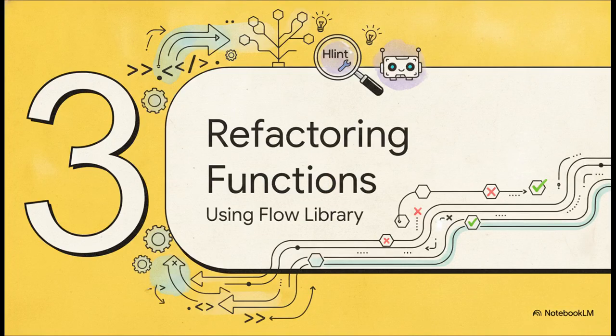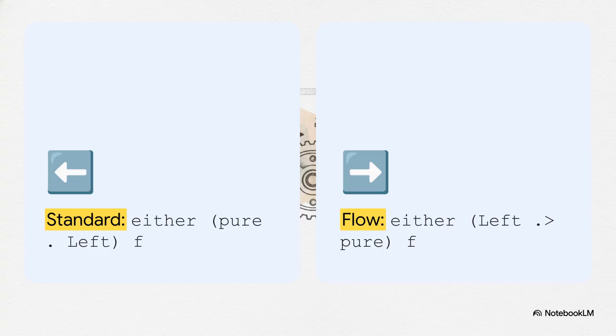Section 3. Refactoring function composition. So, purely out of curiosity, Ang installed the Flow library and ran a tool called HLint to get some recommended suggestions for their codebase. And the visual diffs that came out of this transformation show us exactly how powerful this operator is in the real world.